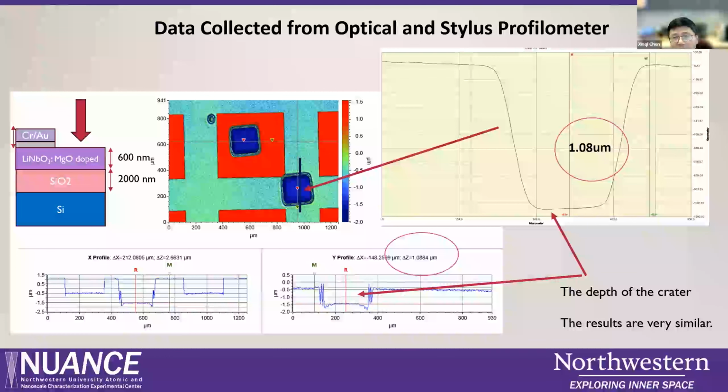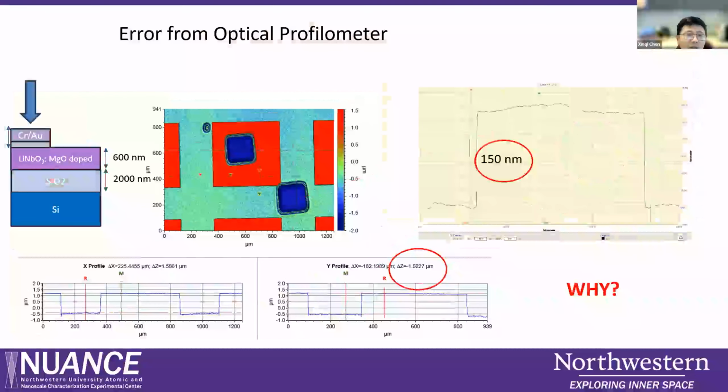That profile is based on the stylus profilometer. So the stylus profilometer result and the optical profilometer result match, they're very similar, 1.08. So for this area, this lithium niobate crater, we use two methods, and their results are very similar. But on the next slide, we will show you the result on the metal.